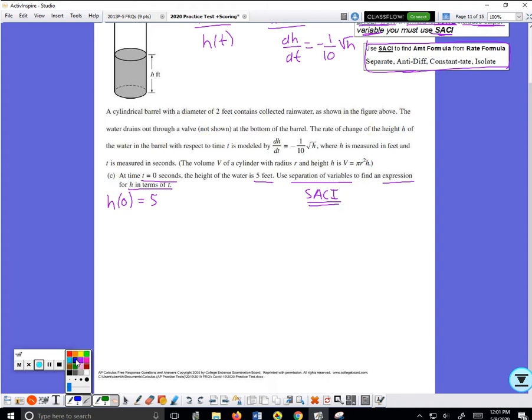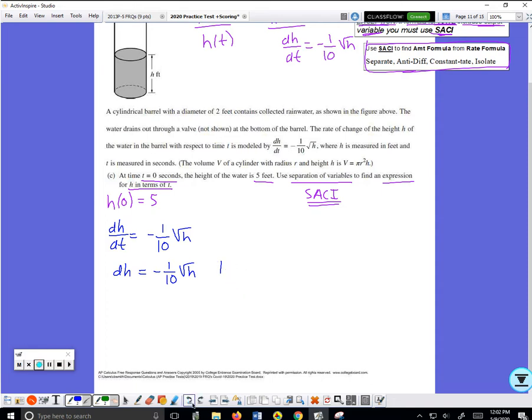So I write dH/dt is equal to negative 1/10 square root of h, multiply the dt across, and they give 1 point for that. So now I'm looking at the, oh, not yet. Sorry, that's not enough. Got to move the h. Got too excited there.